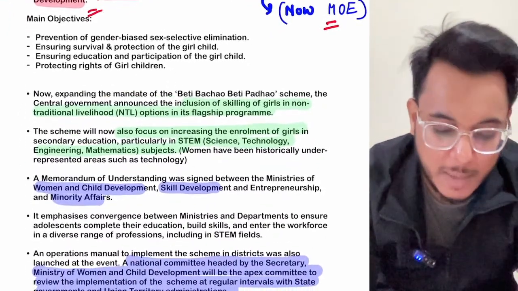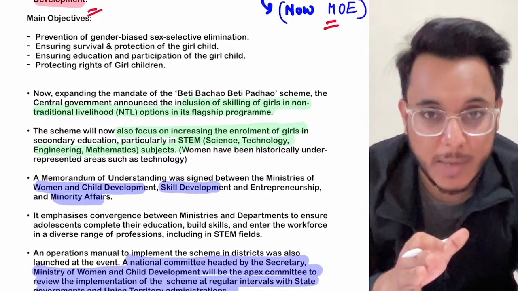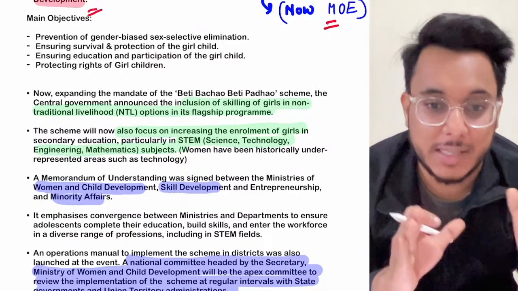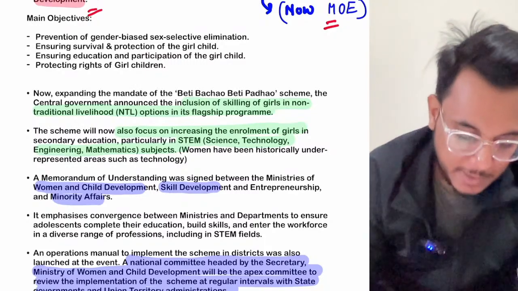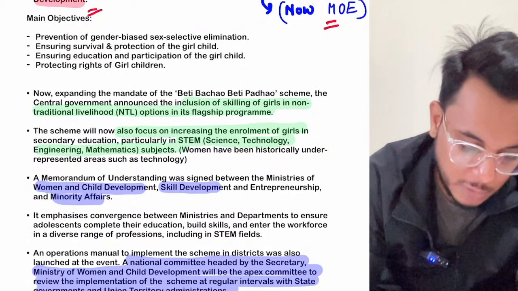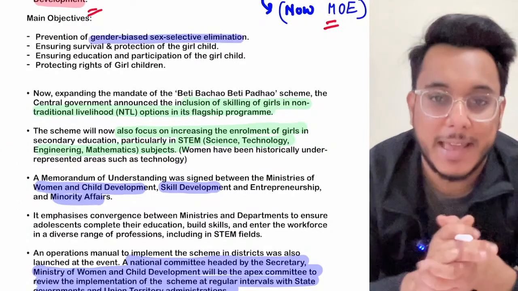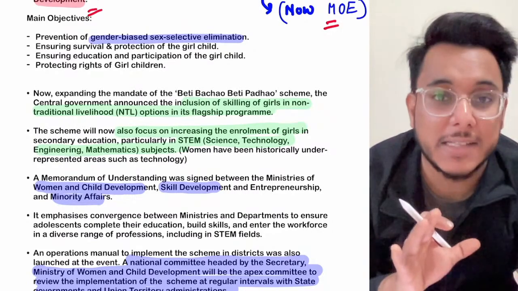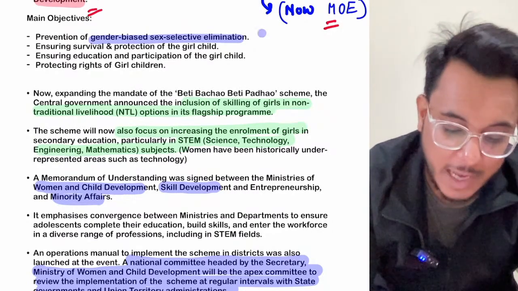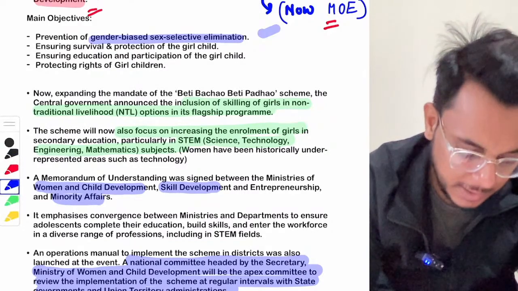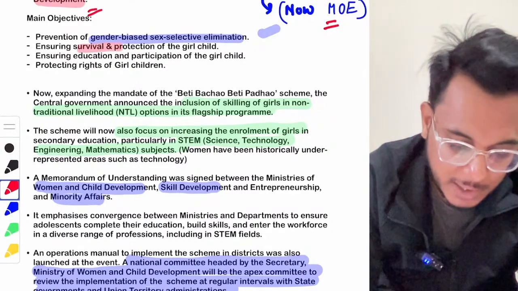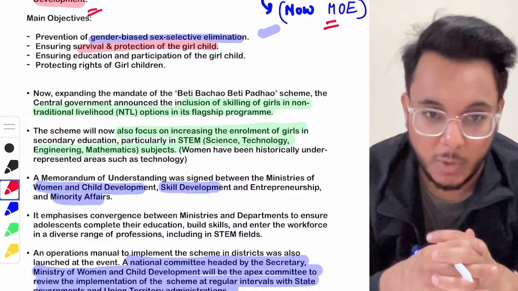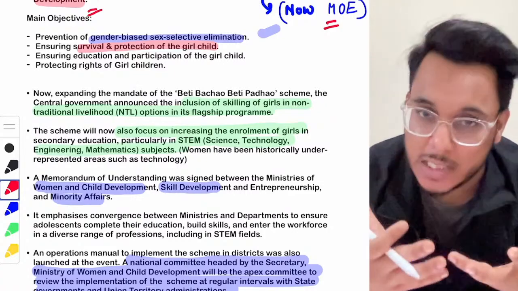Now the Beti Bachao Beti Padhao will sensitize the people. It will do the systemic interventions so that there is the prevention of gender biased sex selective elimination. Okay, so many times female feticide, female infanticide is happening, so that thing will be removed. Then it will ensure the survival and protection of the girl child. Okay, survival of the child once the child has been born.